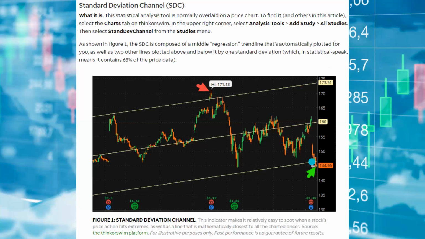You can see here that this would be considered a buy signal because you are below the standard deviation channel. This is your middle regression line, and we break below the standard deviation, which would be considered a buy signal because it is essentially saying that it's very oversold. Over here, this would be a sell signal because we're breaking out above the standard deviation channel. We're higher than one standard deviation, and there's a strong likelihood that we will get some type of pullback. So that's how you use the standard deviation channel, the SDC.